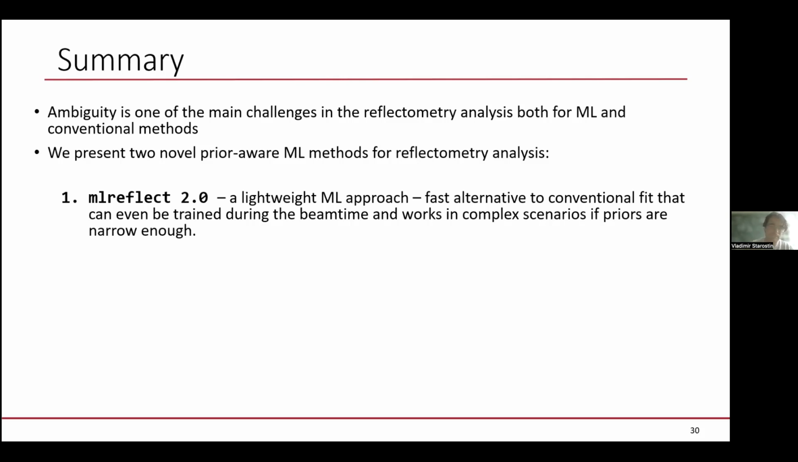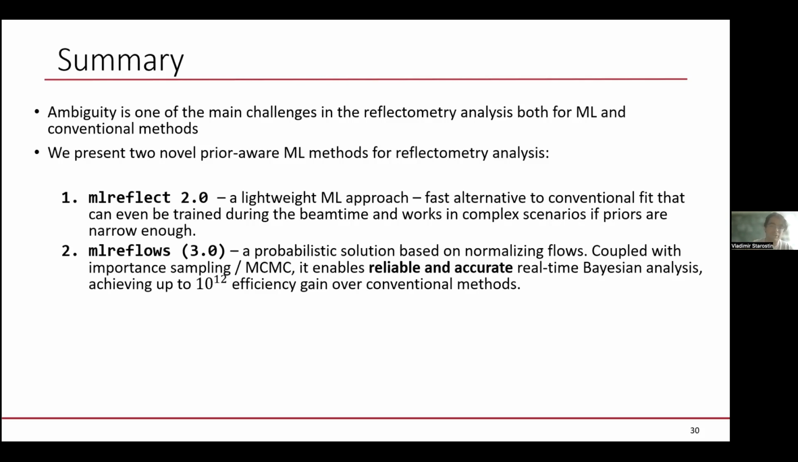And sometimes it fails if we have ambiguity and we have no information about ambiguity in this case, right? And the comprehensive approach, which is based on normalizing flows, is the less lightweight solution, but it allows reliable and accurate real-time Bayesian analysis by coupling with conventional methods, and achieves a huge sample efficiency boost over conventional methods.